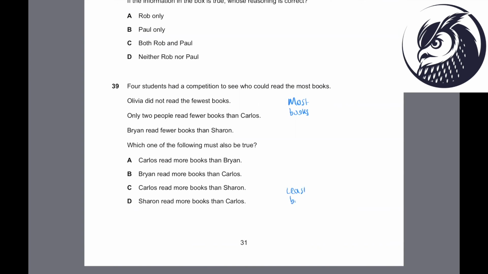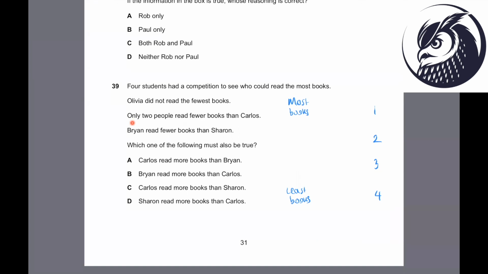And we know there's 4 students, right? So it's going to be 1, 2, 3, 4 positions. Now, let's have a look at our first condition. It says Olivia did not read the fewest books. So that means Olivia was not 4th, right? Olivia can't be number 4, but she could be in position 1, 2, or 3. We just don't have enough information yet. So for now, I'll just leave Olivia out until we get more information.